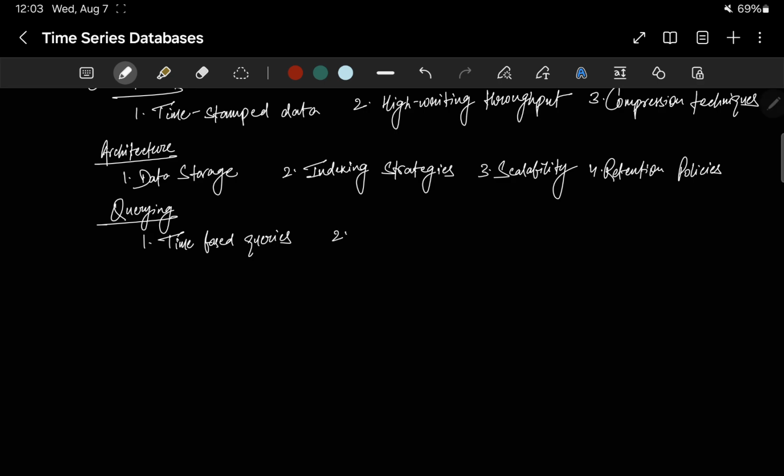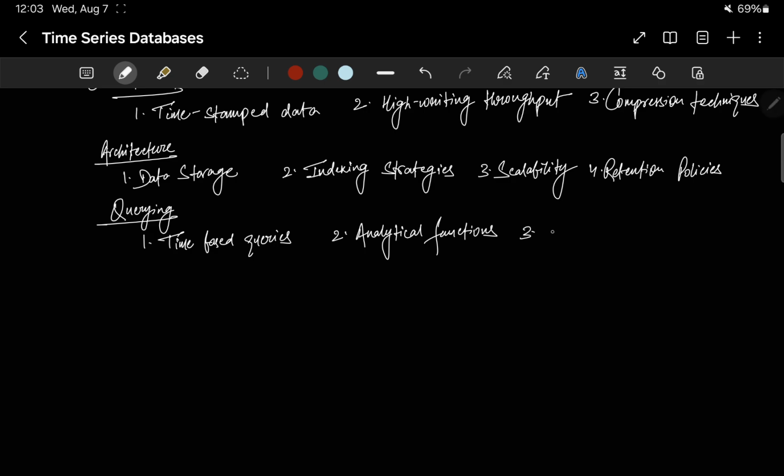Next is analytical functions. Time series databases support a range of analytical functions tailored for time-based computations. These functions include statistical analysis, rolling averages, trend analysis, and anomaly detection. These capabilities empower users to gain deeper insights into temporal patterns and trends within the data.